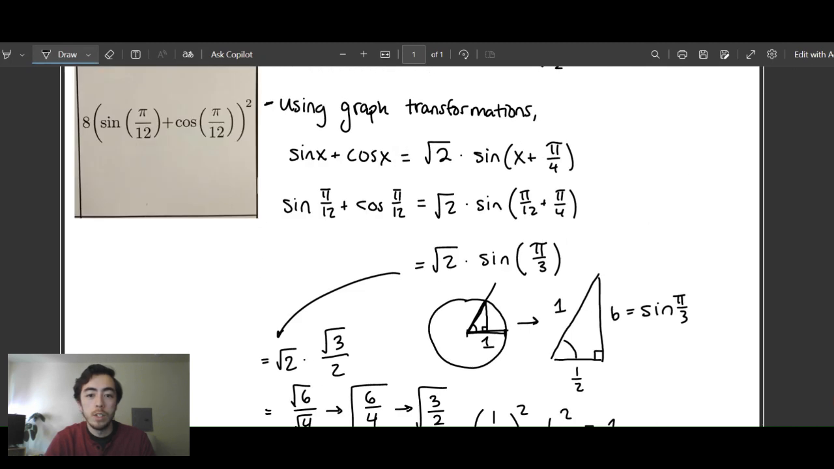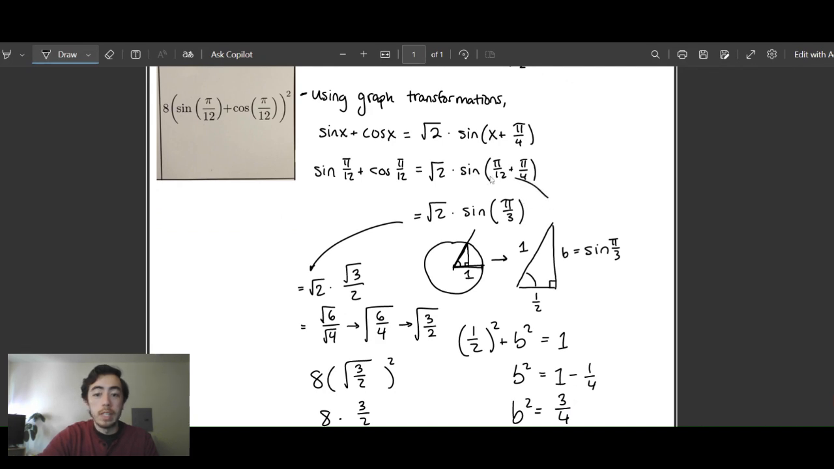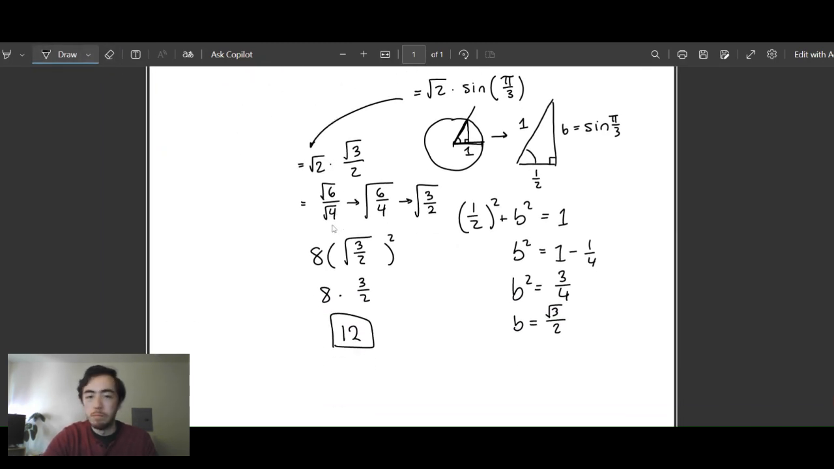Cool. Well, I kind of enjoyed being able to use graph transformations a little bit to come across an easier value for sine, because I don't really know sine of pi over 12 that well. And then ultimately, plugging it back in gives us 12 today.